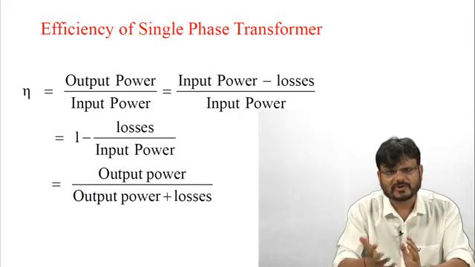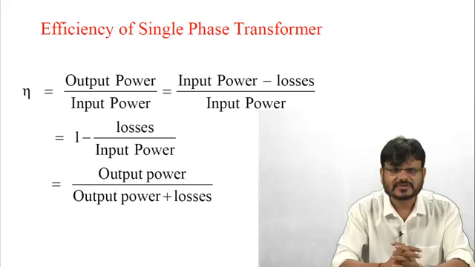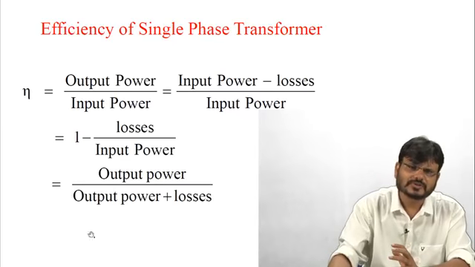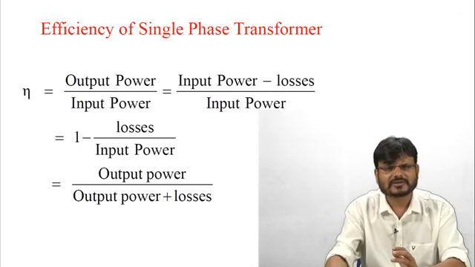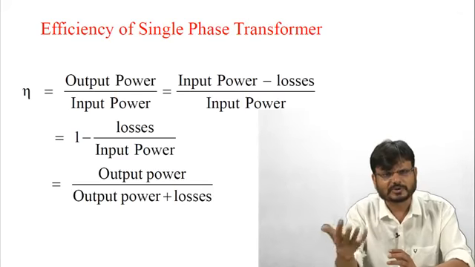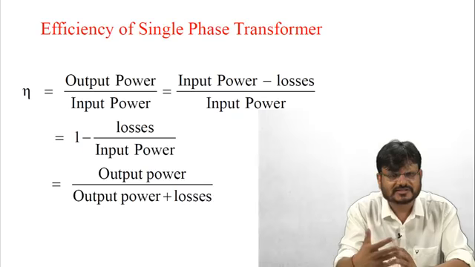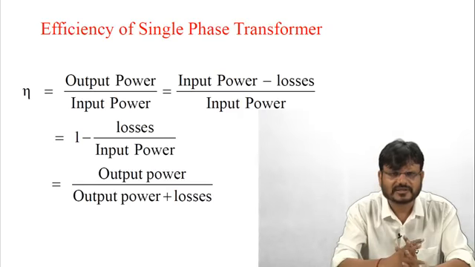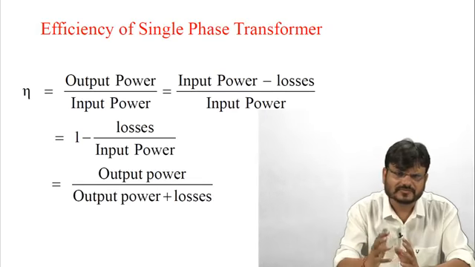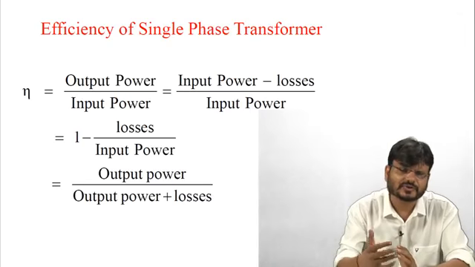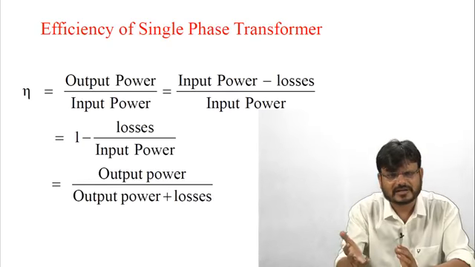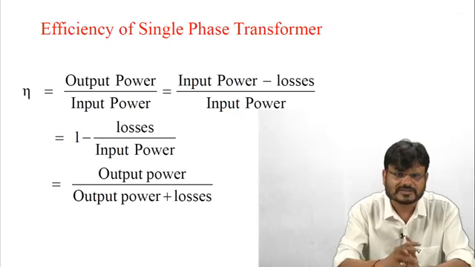So we are talking about the efficiency of the transformer. Efficiency is equal to the output power of the transformer to the input power of the transformer, right? Output power can be calculated if you are able to calculate the current, voltage and power factor. Or, if you are calculating efficiency at full load, this power is generally written on the machine also.